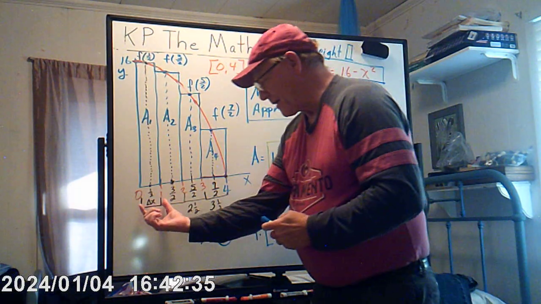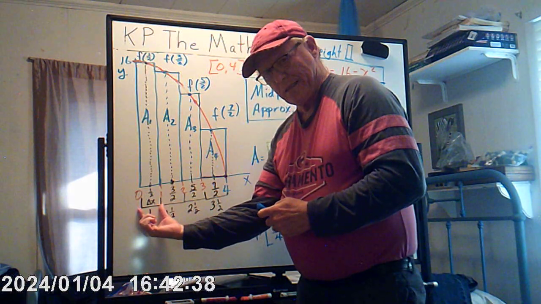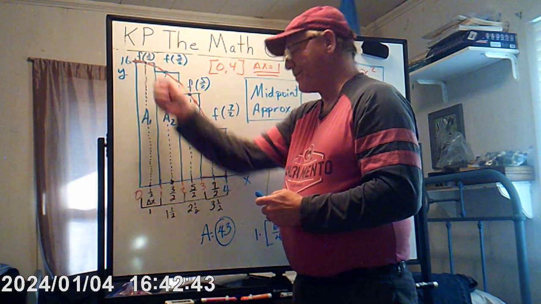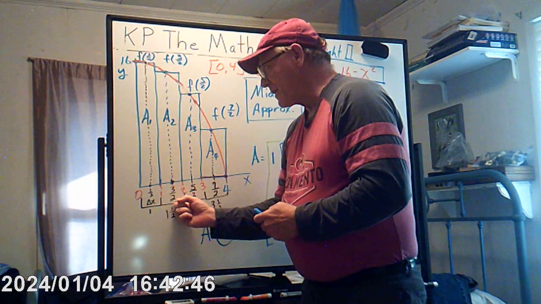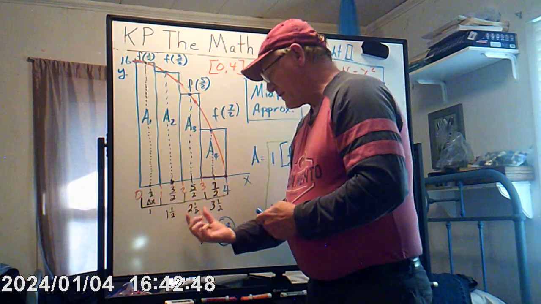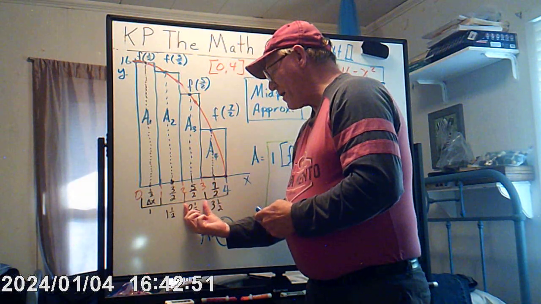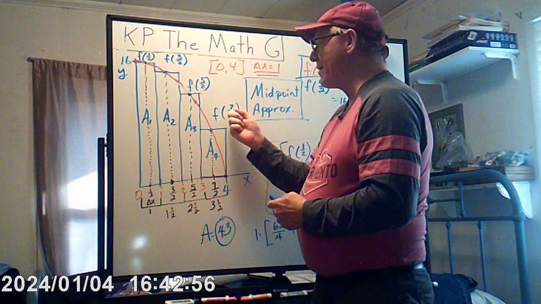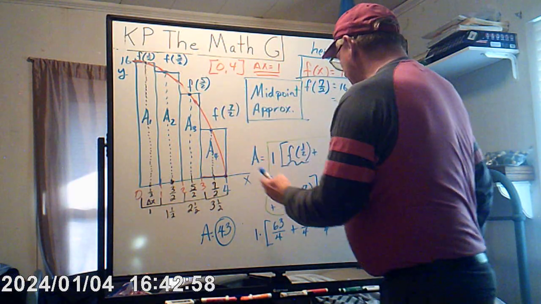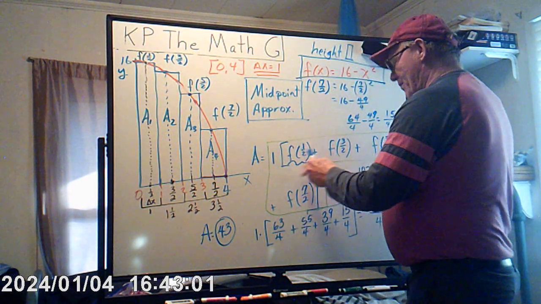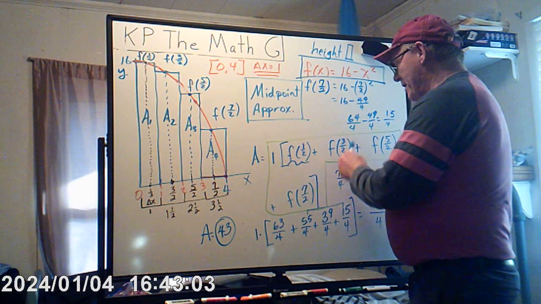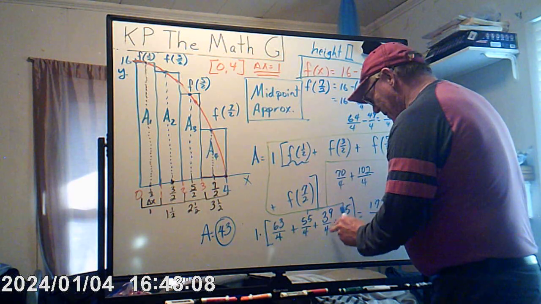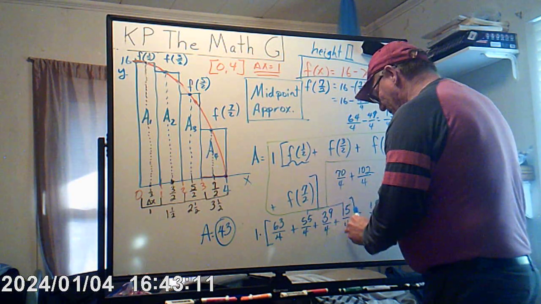Again, delta x is still 1. Halfway between 0 and 1 is 1/2, so we had to deal with F at 1/2. Between 1 and 2 is 3/2, so F at 3/2. Between 2 and 3 is 5/2. Between 3 and 4 is 7/2. So we summed each one of these up. We found F at 1/2 to be 63/4, F at 3/2 to be 55/4, F at 5/2 to be 39/4, and F at 7/2 to be 15/4.